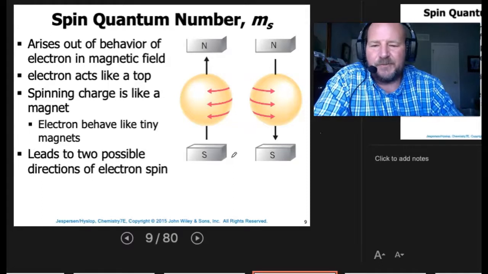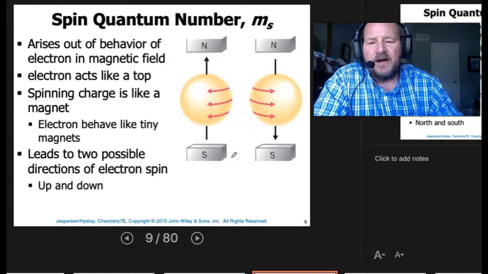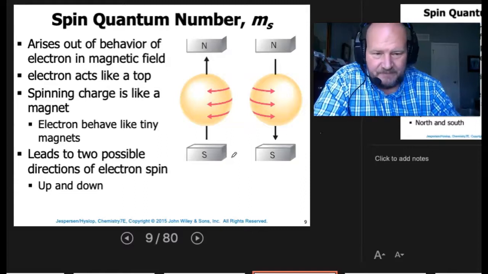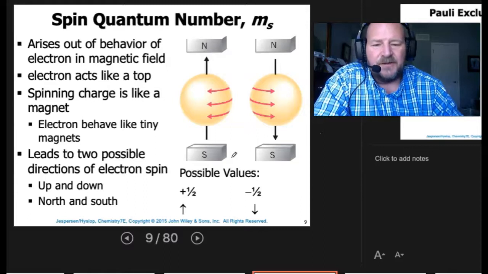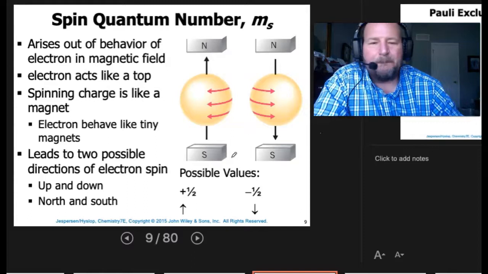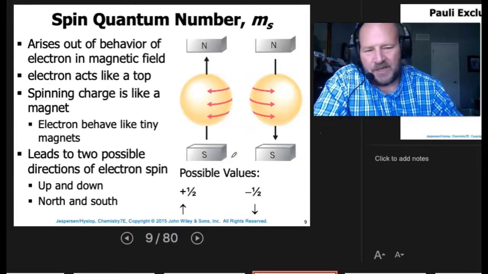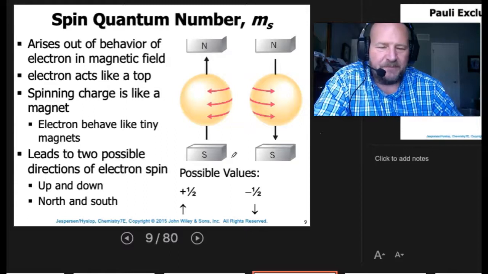This leads to two possible directions of electron spin. Up and of course down. North and south if you want. That means m sub s can be +1/2 or -1/2. That's how we designate it. So m sub s could be +1/2 or -1/2.